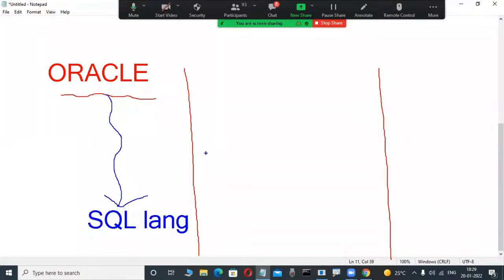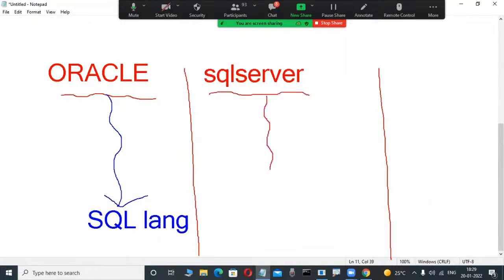Suppose in my company another project also exists, which is also a relational database product, from Microsoft. That is SQL Server. Some employees are working on the SQL Server product. That is also a database product, like Oracle, but to operate it they use one language only. What is that language? SQL is a language.